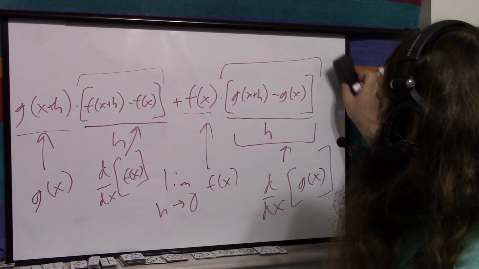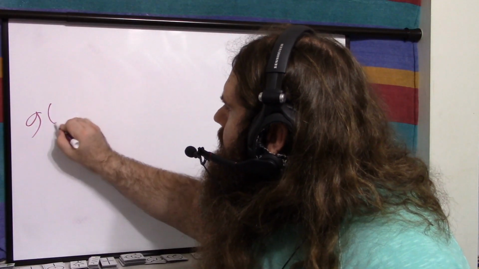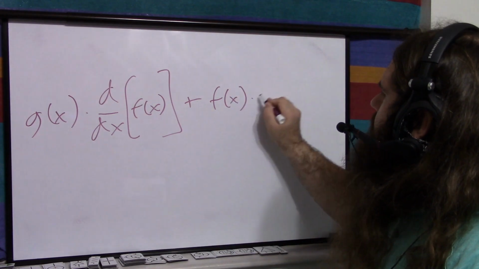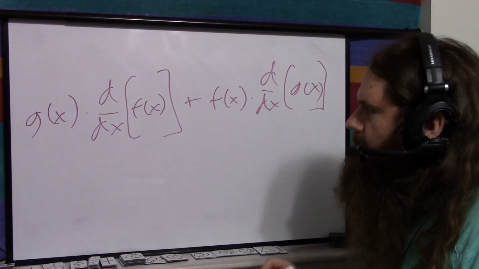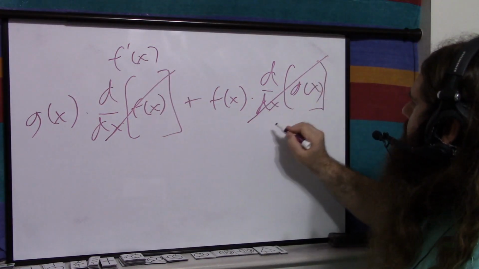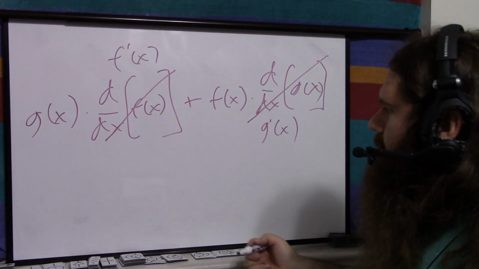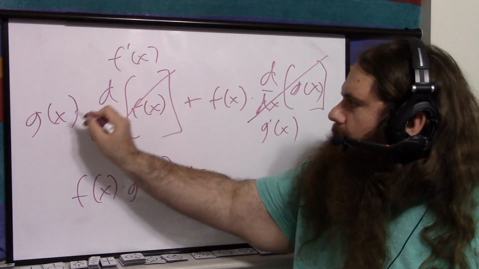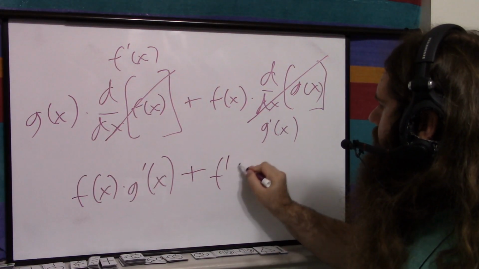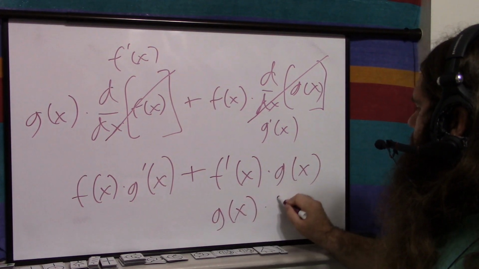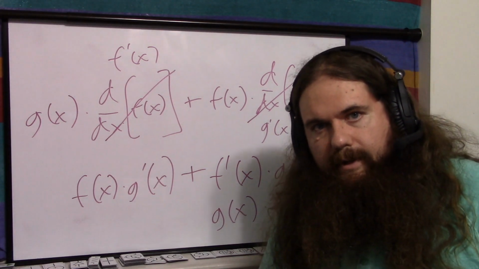So in other words, what we get is g of x times f prime of x plus f of x times g prime of x. In other words, this is f prime of x, this is g prime of x, and we can rewrite it f of x times g prime of x plus f prime of x times g of x, or g of x times f prime of x, whichever looks better to you.